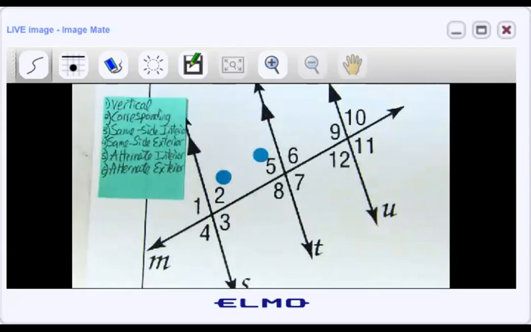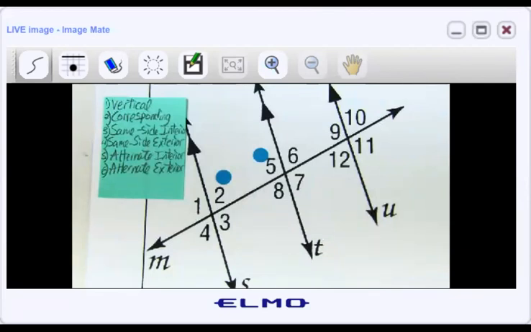They're not alternate. Correct. They are not. So you're going to go with same side then, right? If they're not alternate, they're same side. So would they be same side interior or exterior? Same side interior. Yes, same side interior. Perfect.